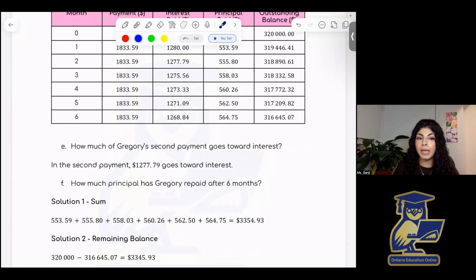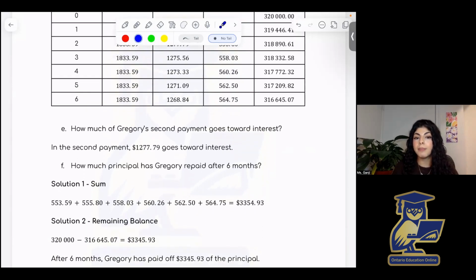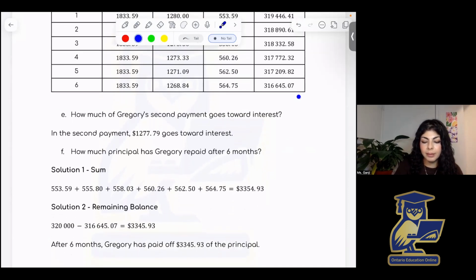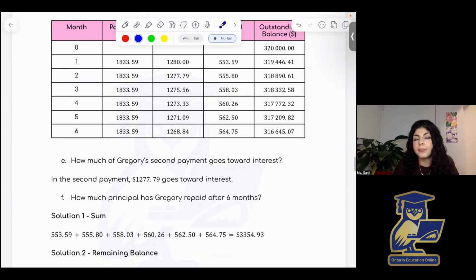Because you might also be asked how much principal has been repaid after 12 months or after 18 months. And again, if you have that outstanding balance after the 18th month, then you're just doing one subtraction. Or if you are using a spreadsheet, the sum function should also give you a very efficient answer as well.